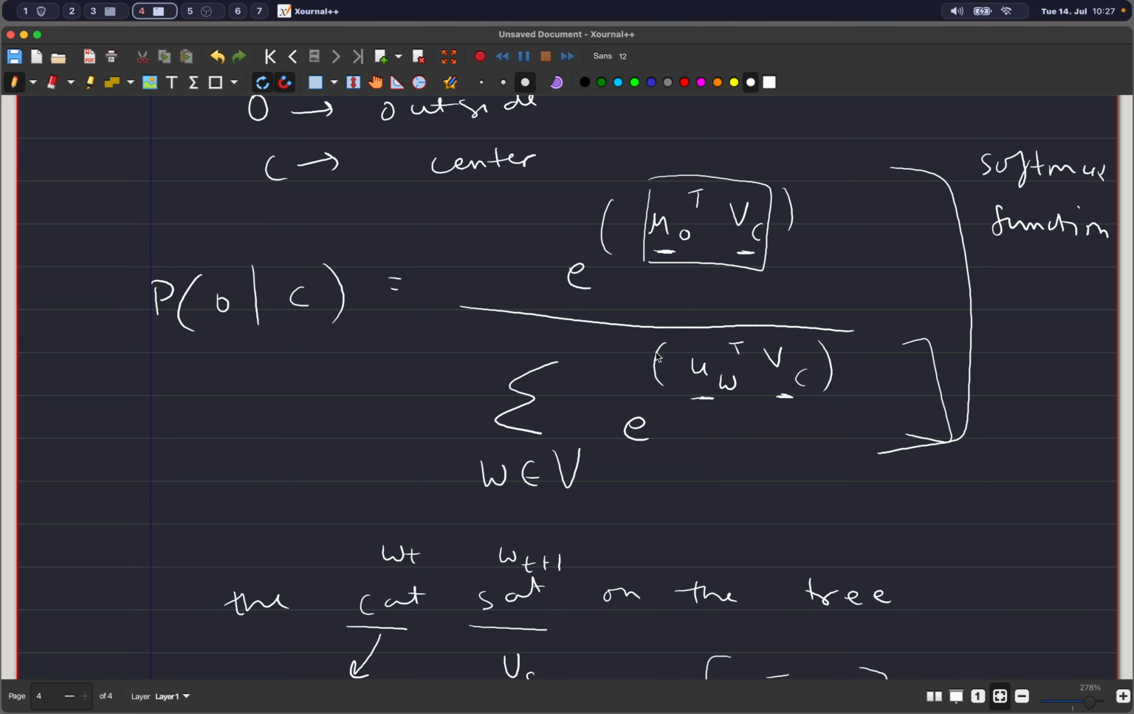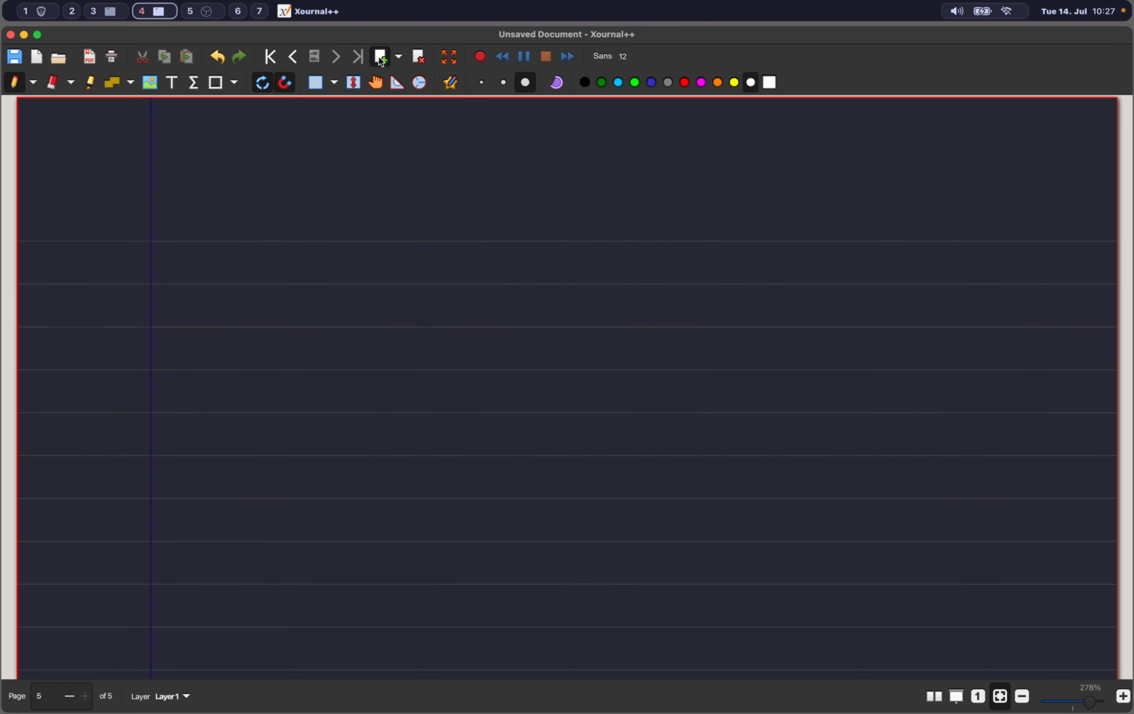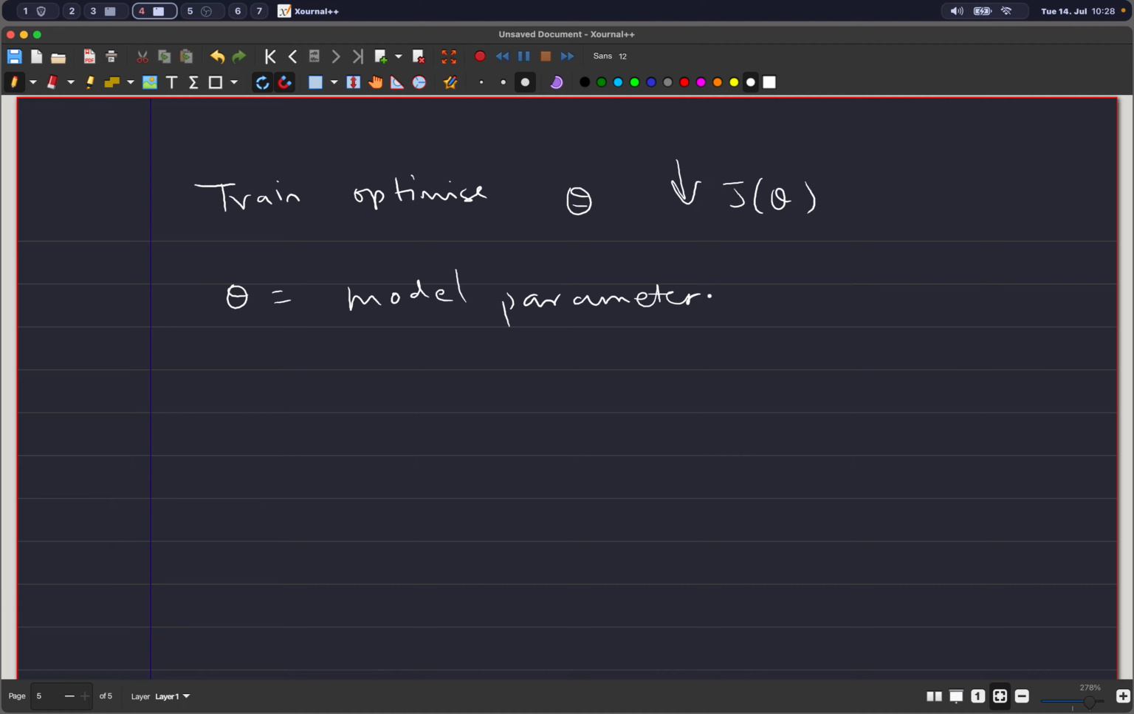This will give us the probabilities that we require. Now, what we want to do is to somehow optimize theta such that we want to minimize the J theta that we defined earlier. And theta is all the model parameters. Now, the question is, what exactly is theta?